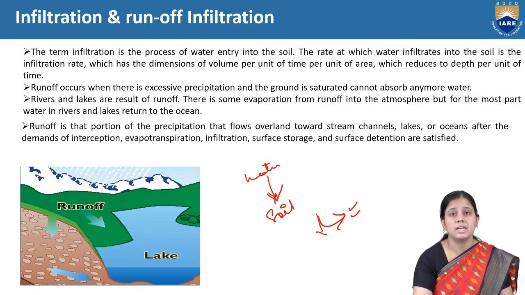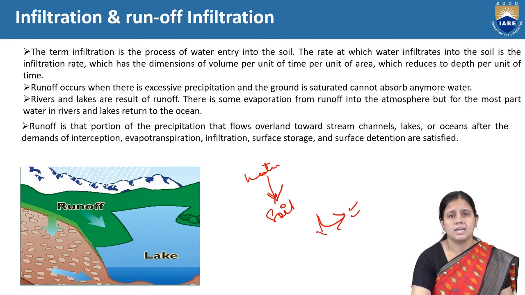And river and lakes are nothing but the result of runoff. If excessive rain is there, then rivers and lakes are formed, and there is some evaporation from runoff into the atmosphere. But for the most part, water in the river and lake returns to the ocean. Evaporation will take place, but most of the water goes back to the ocean or lakes, and then this process continues.